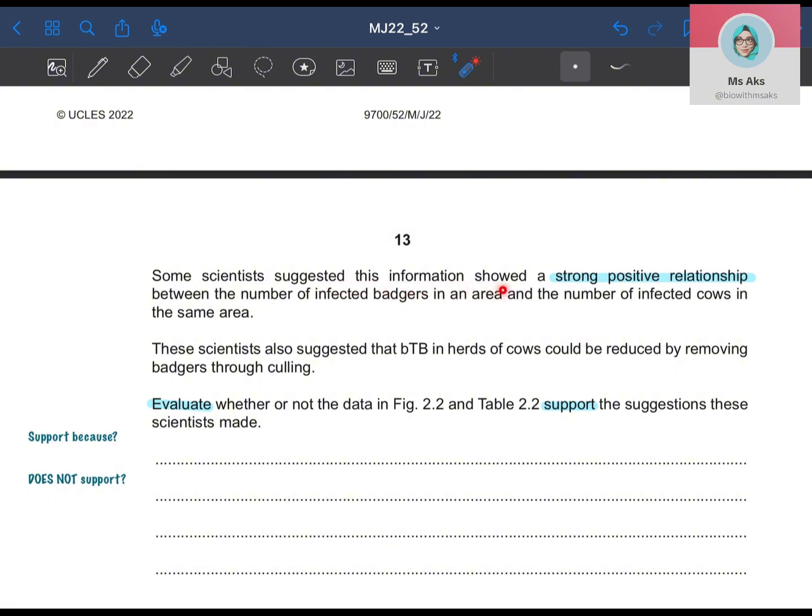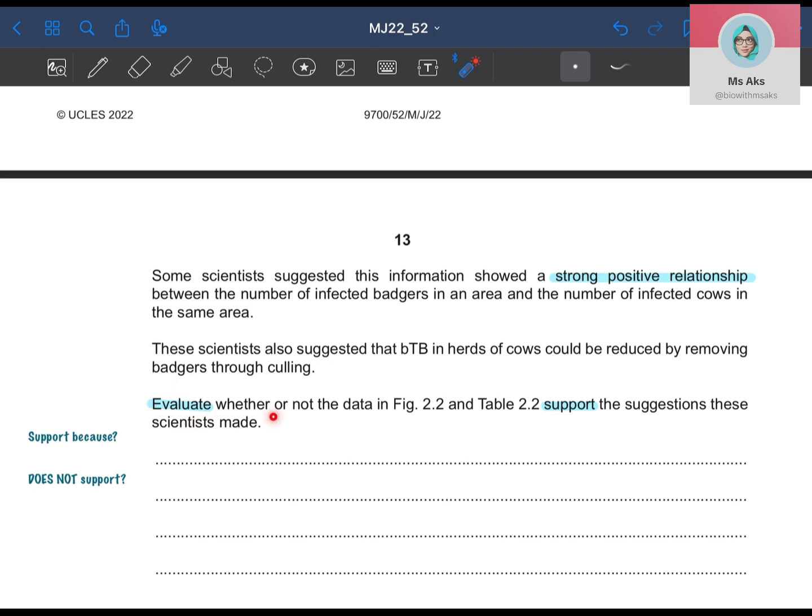Some scientists suggested that this information showed a strong positive relationship between the number of infected badgers in an area and the number of infected cows in the same area. These scientists also suggested that the BTB in herds of cows could be reduced by removing badgers through culling.